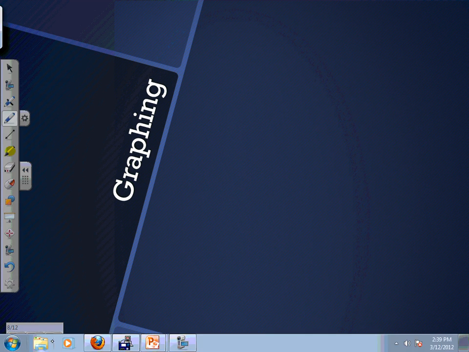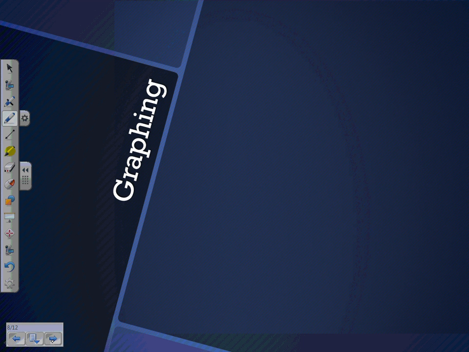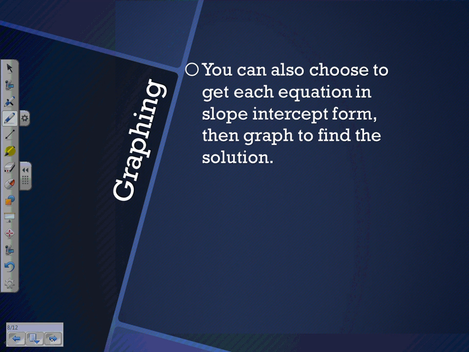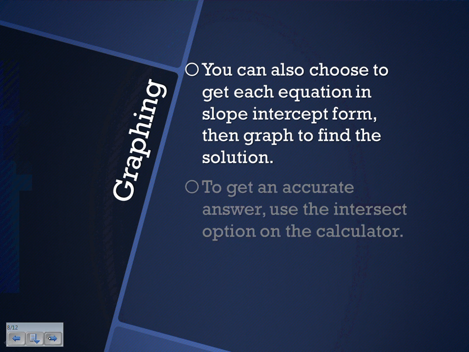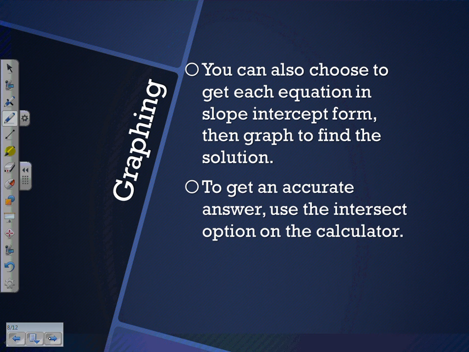The third option, which most of the time isn't worth doing if it's linear, but it's a possibility. You can also graph to solve. To do that, what you need to do first is get each equation in slope-intercept form, which again would mean get y by itself. So get y by itself on both of them, graph it, and since we have our handy graphing calculators, to get a really accurate answer, we probably don't want to sketch it because it's probably going to be off. We'll use the intersect option on the calculator.